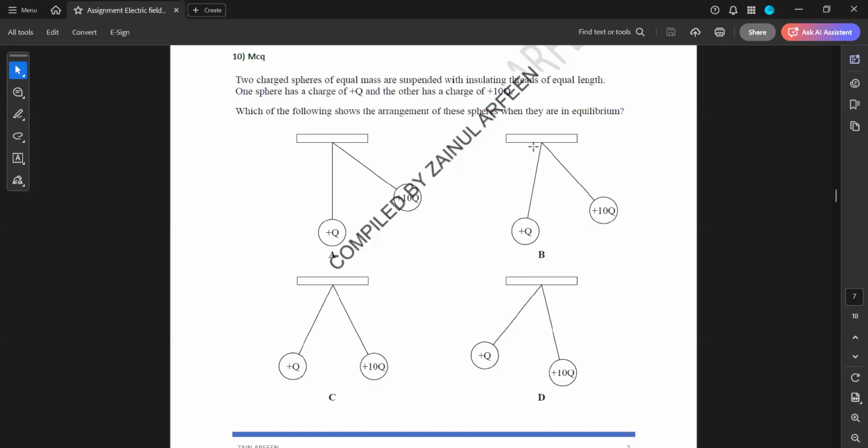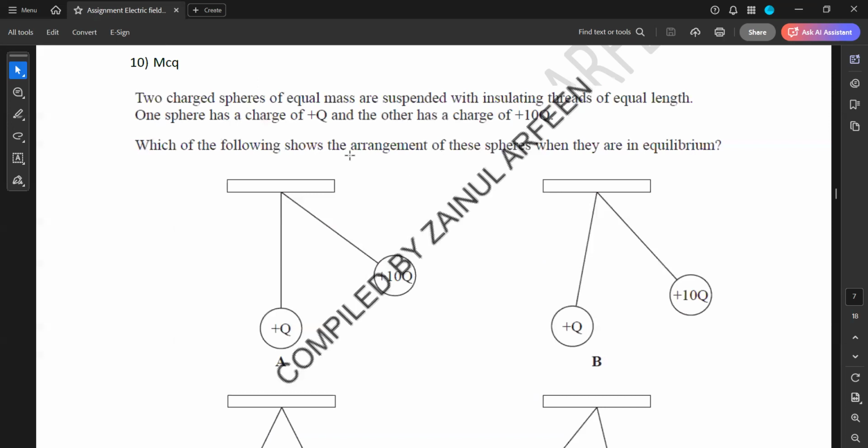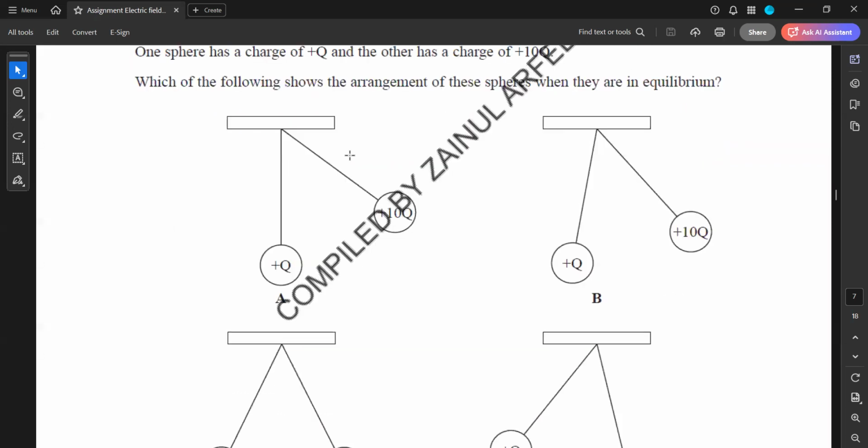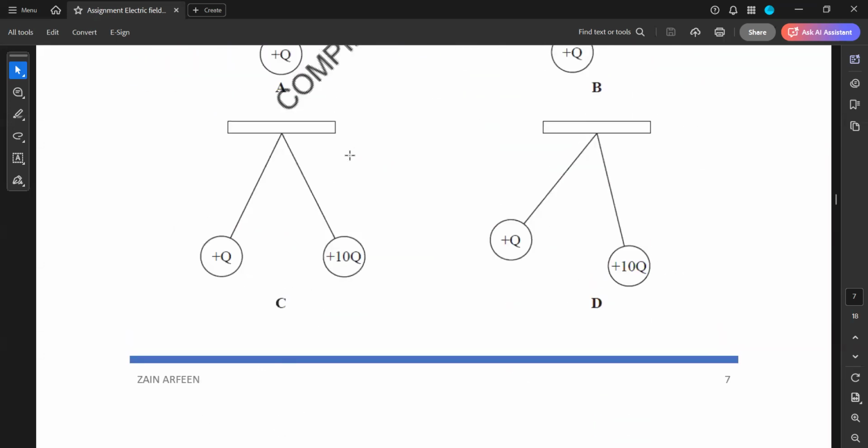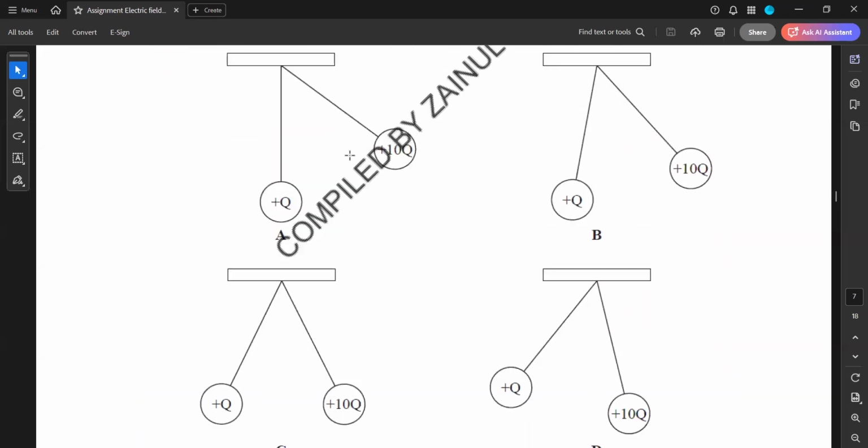In question 10, two charged spheres of equal masses are there. The mass of each charged sphere is the same. They are hung with insulating thread of equal lengths. Which of the following shows the arrangement of the spheres when they are in equilibrium? Equilibrium means when they are balanced. First thing, the force will be the same between them.